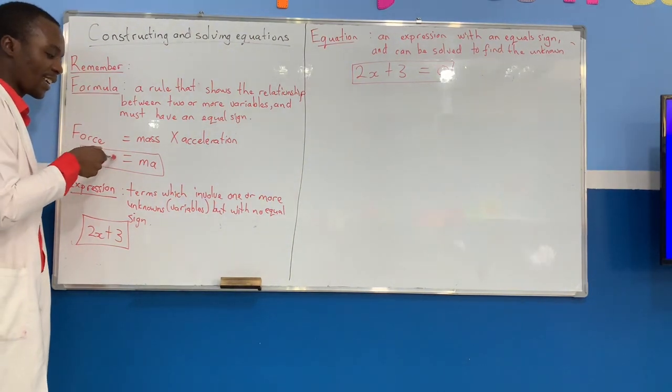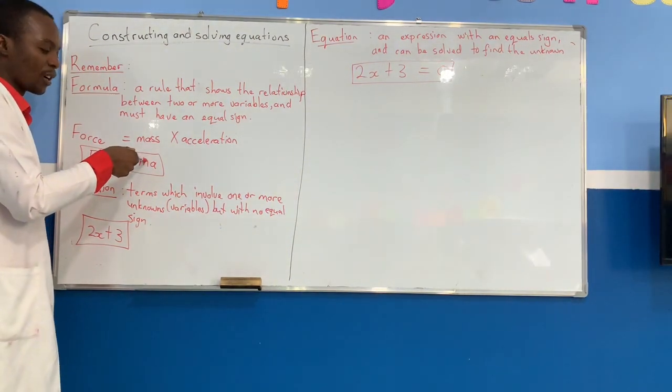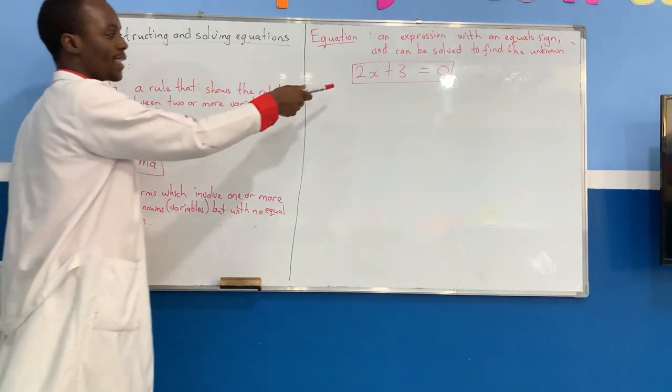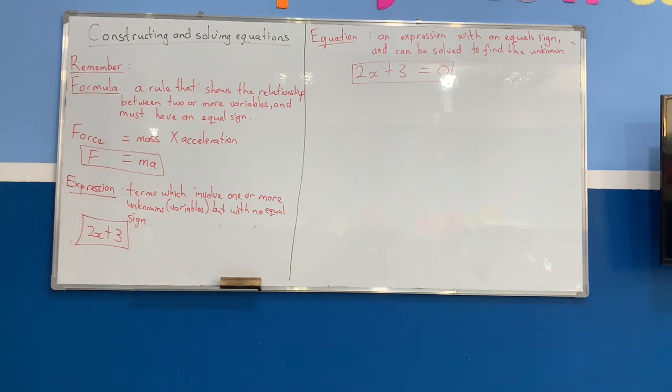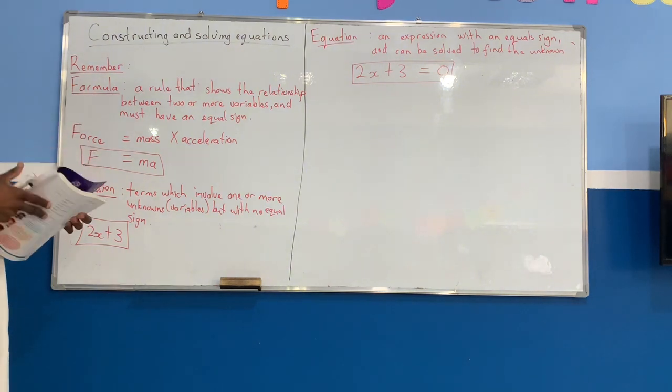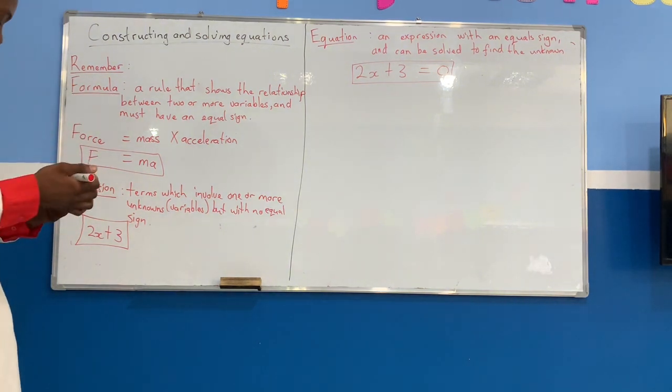Let's say, for example, calculate the force when the mass is given this number and the acceleration is given this number. In contrary to equations where we just have to solve and find the value of the unknown. Let's move on to try out a few examples.